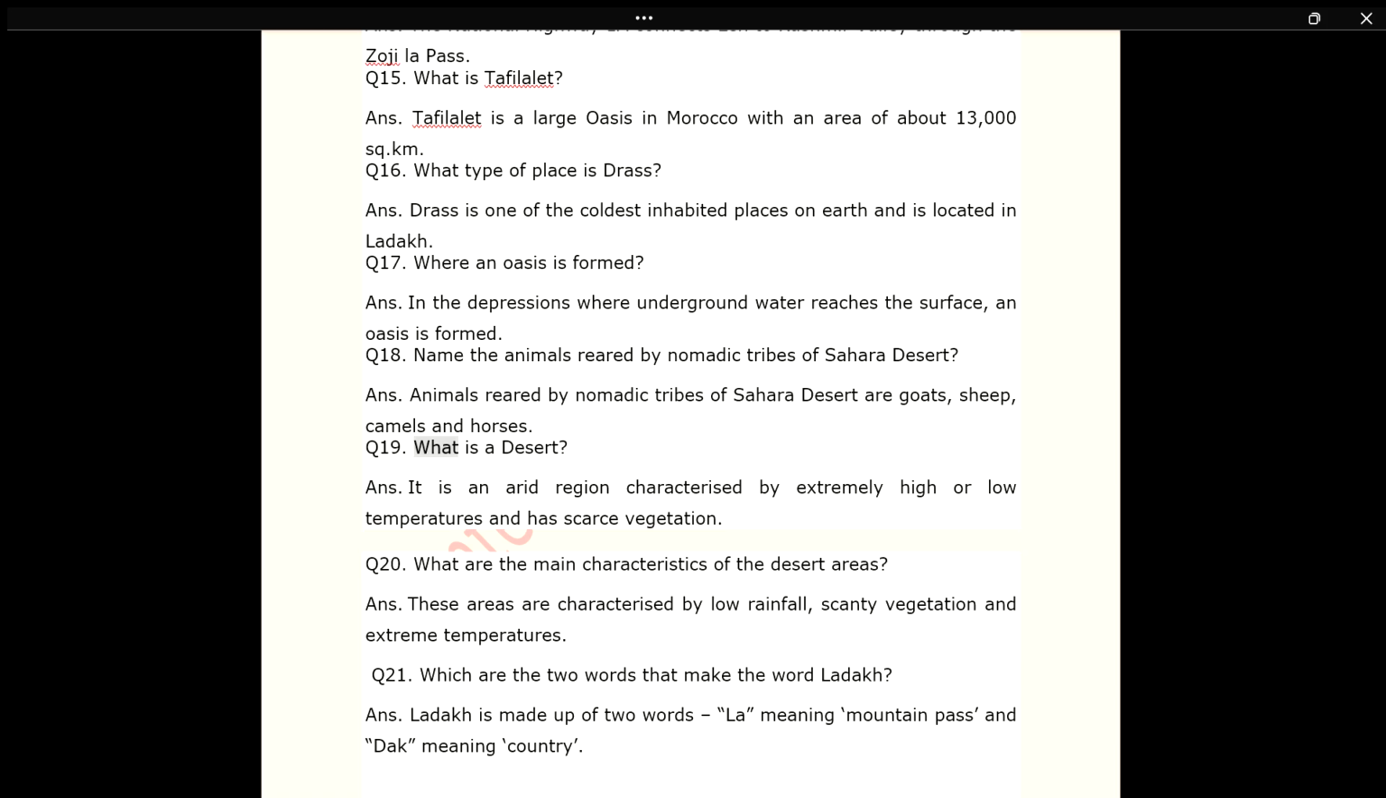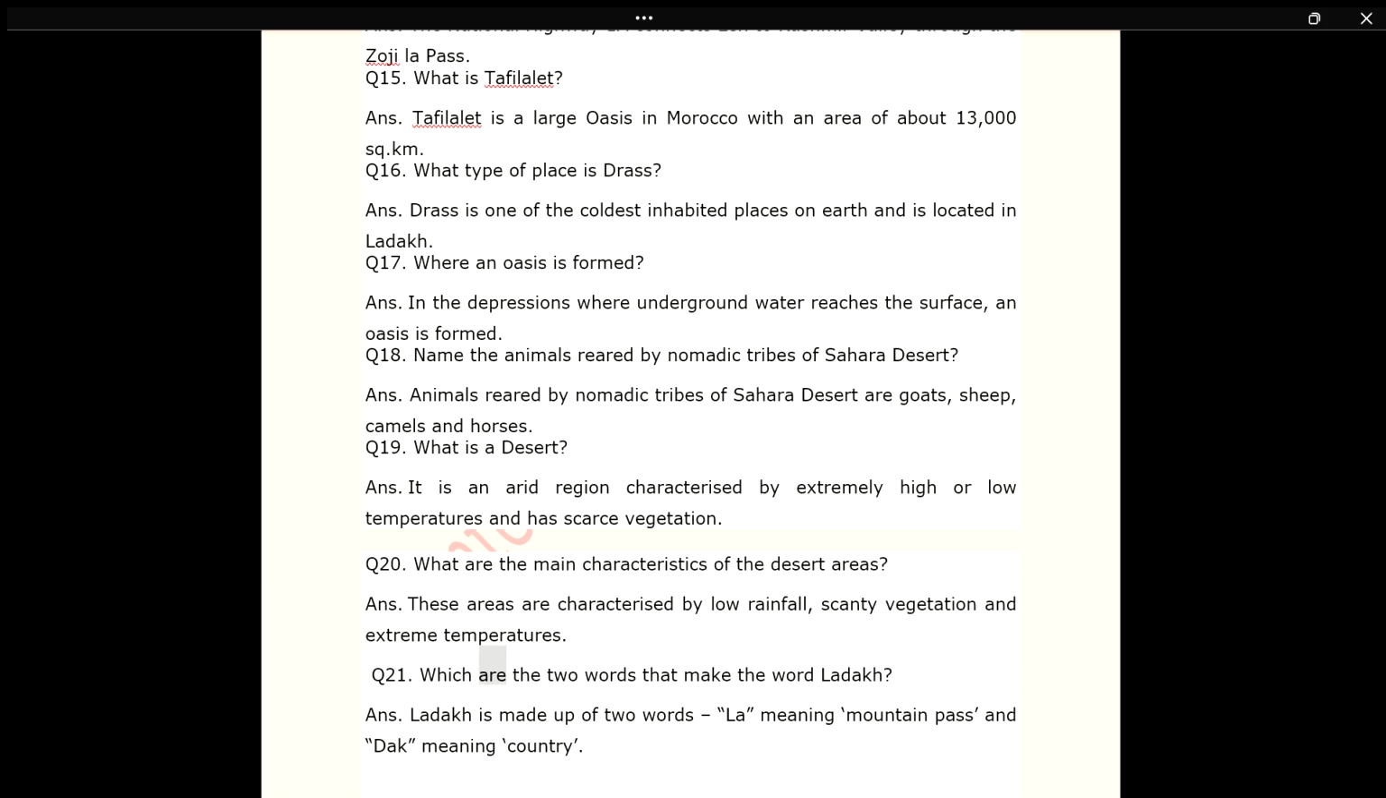Q19. What is a desert? Ans. It is an arid region characterized by extremely high or low temperatures and has scarce vegetation. Q20. What are the main characteristics of the desert areas? Ans. These areas are characterized by low rainfall, scanty vegetation and extreme temperatures.